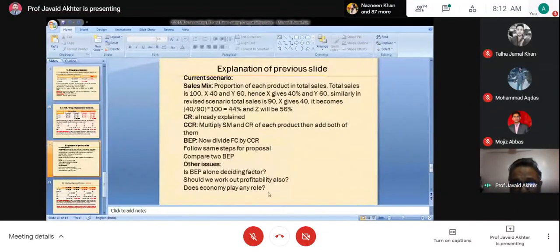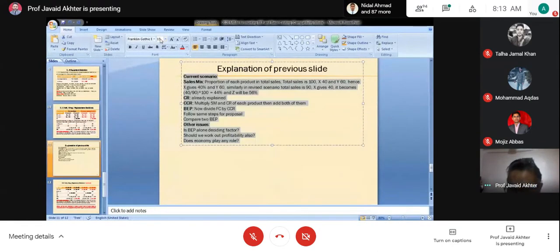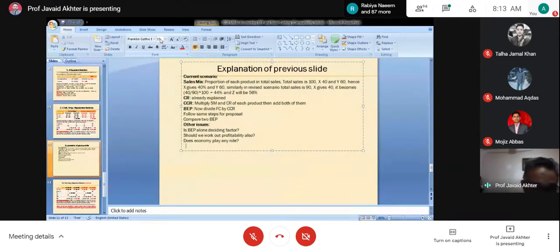If I write here, for example, let me just minimize it, make it smaller. If I write here the steps, what are the steps? I am writing steps of verification. Total cost is equal to total revenue. This is how you verify. What is your total cost? Total cost is equal to fixed cost plus variable cost.